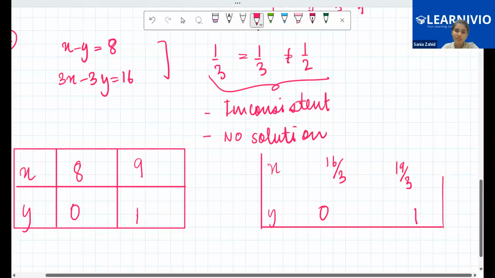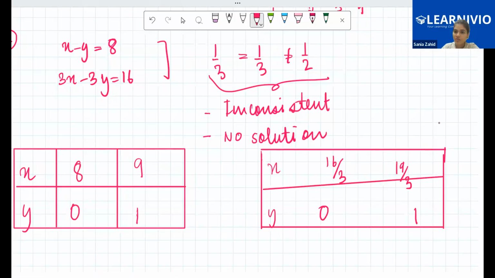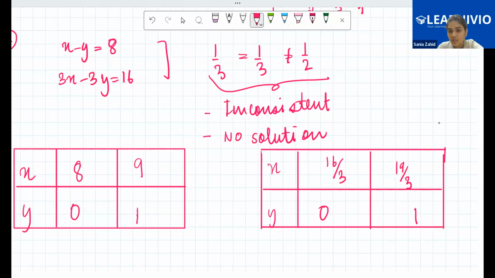Now, how will you plot these fractions on the graph, Umair? This is inconsistent, ma'am. Yes, this is inconsistent. So you should get parallel lines, right? So you should plot a graph as well. For inconsistent, we have no solution. It is not that we don't have a graph. We have a graph, which is a parallel graph. So you have to plot a graph. I'm asking you, how do you plot fraction values on the graph?